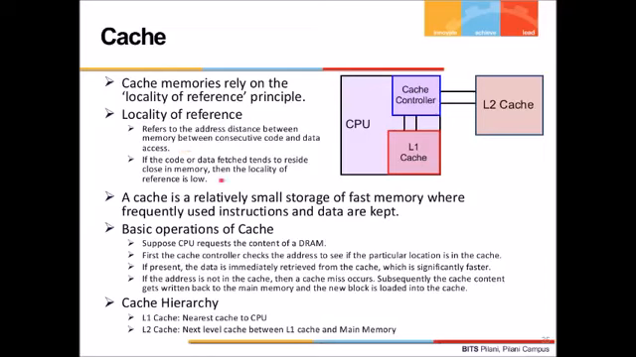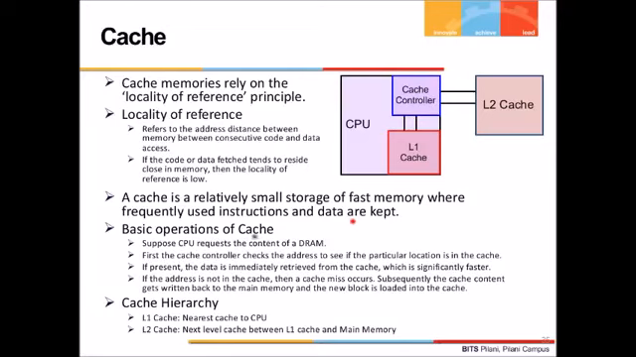Okay. So if the data and code which are accessed frequently and are nearby reside in the same place, then the access to it will be faster. That is the principle of cache. Cache is a relatively small storage of fast memory where frequently used instructions and data are kept. That is what cache is all about.